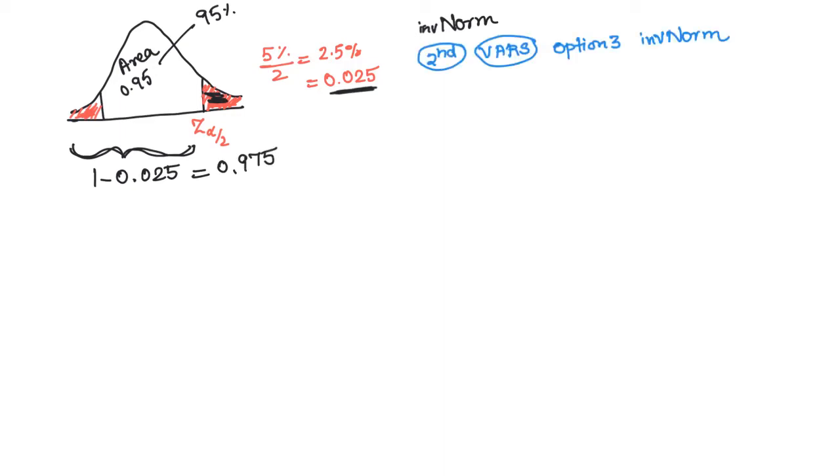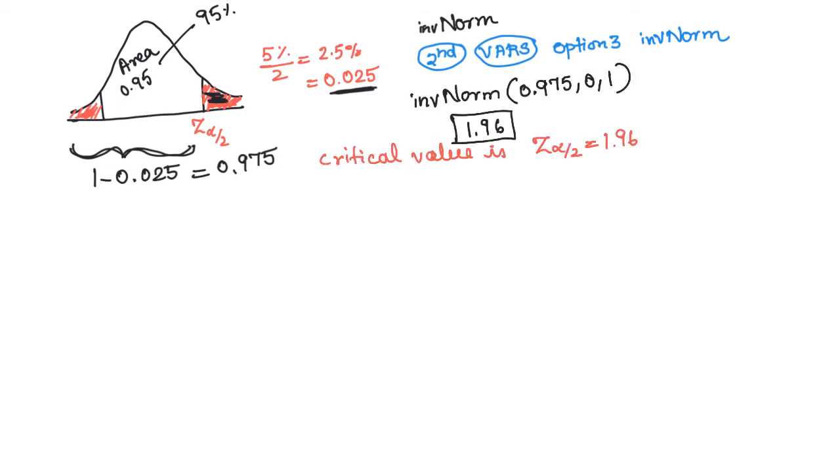0.975. So using the calculator, press 2nd, VARS, option 3, invNorm, then enter the area to the left side of the z-score, comma, then the mean, comma, the standard deviation. Then press enter, you will get the z-score as 1.96 if you round it to 2 decimal places.